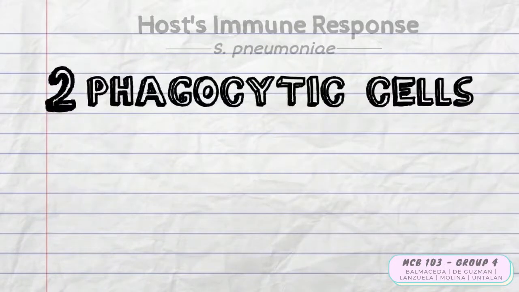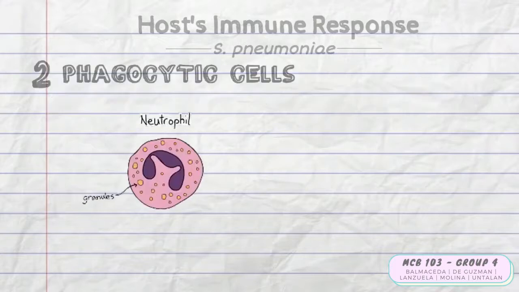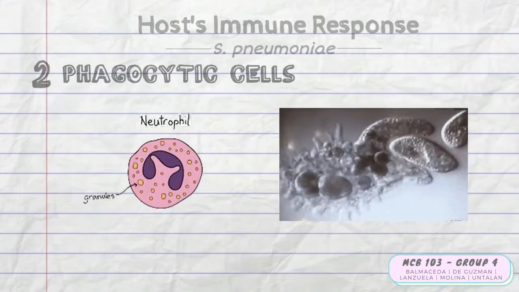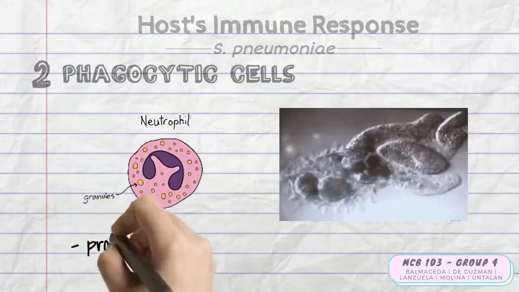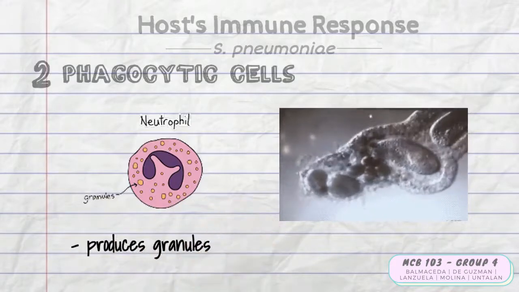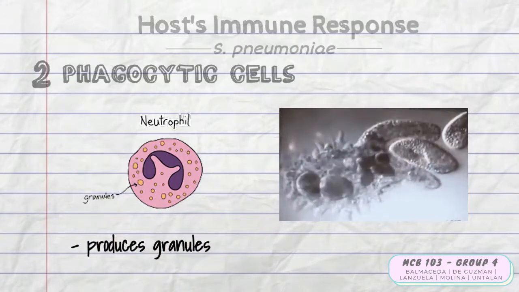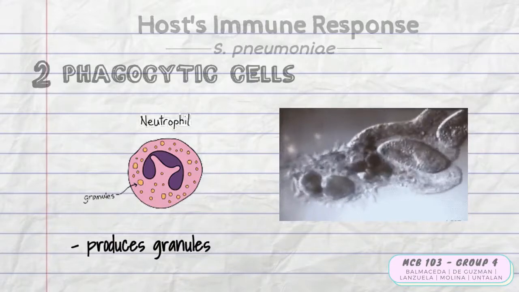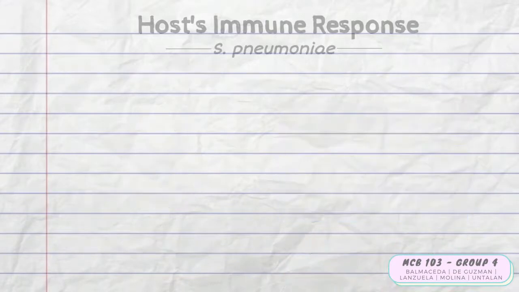Second, phagocytic cells, including neutrophils and macrophages. Neutrophils kill the pneumococcus by producing granules that break down their cell walls. Meanwhile, macrophages engulf and directly kill these pathogens, commonly known as phagocytosis.